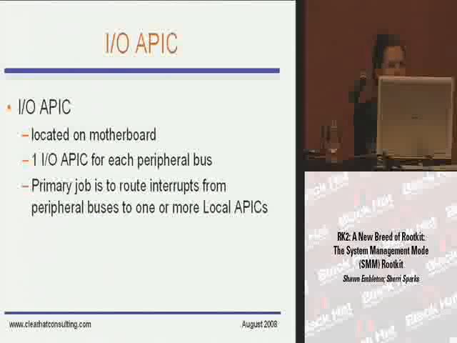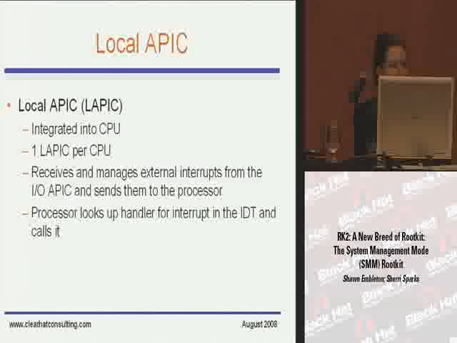The local APICs are integrated into the CPUs. There's one local APIC per CPU. The primary job of the local APIC is to receive interrupts that have been routed to it from the IO APIC and then forward them on to the CPU. When the CPU receives the interrupt, this is what most people are familiar with: the processor looks up the handler in a data structure called the interrupt descriptor table and calls the handler.